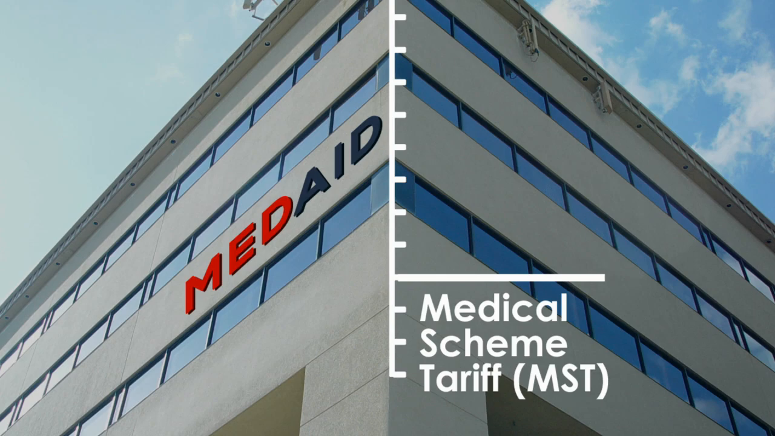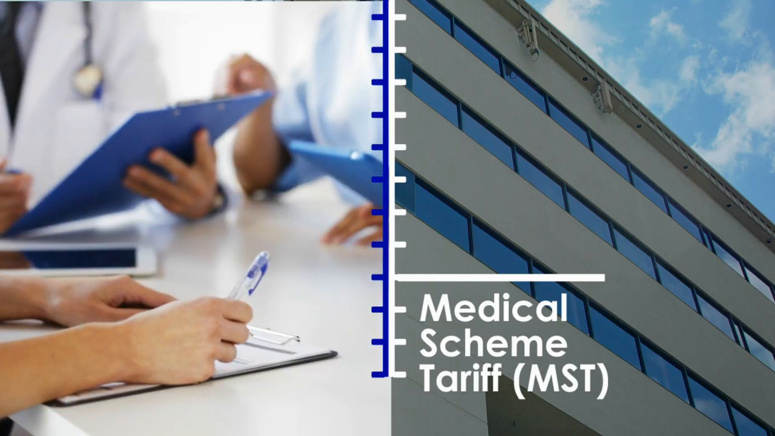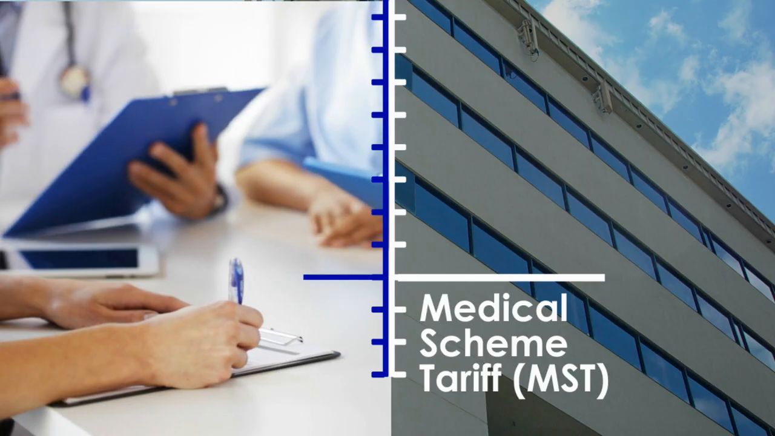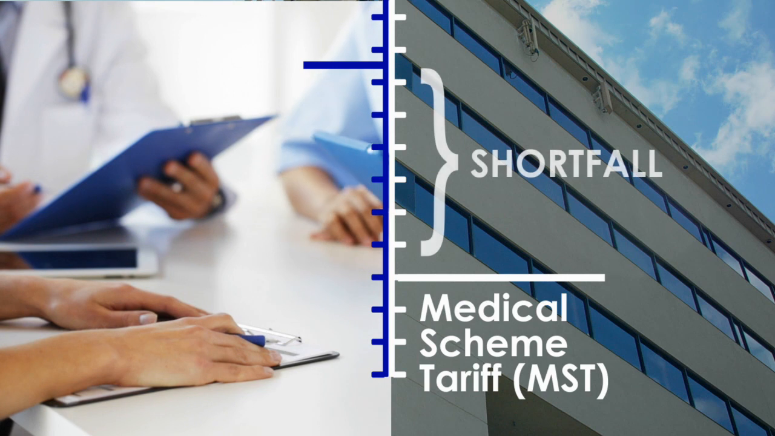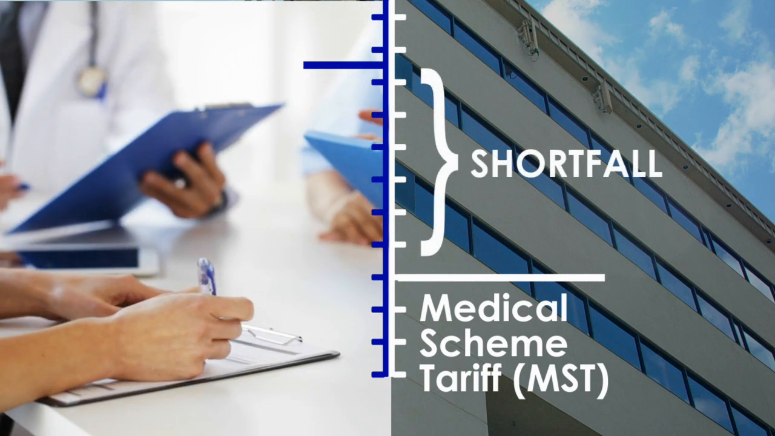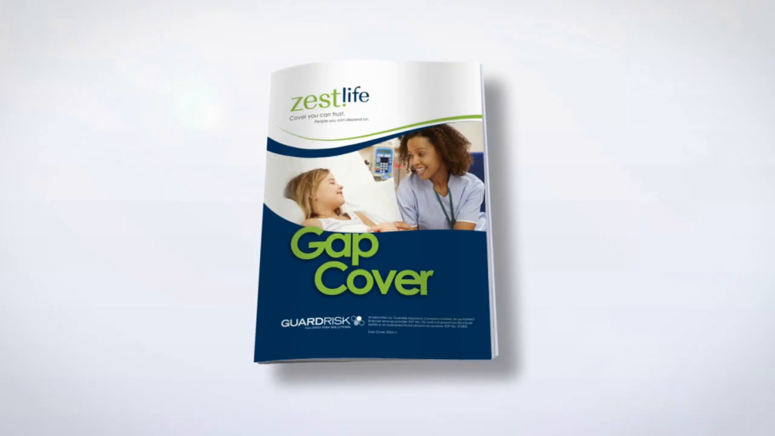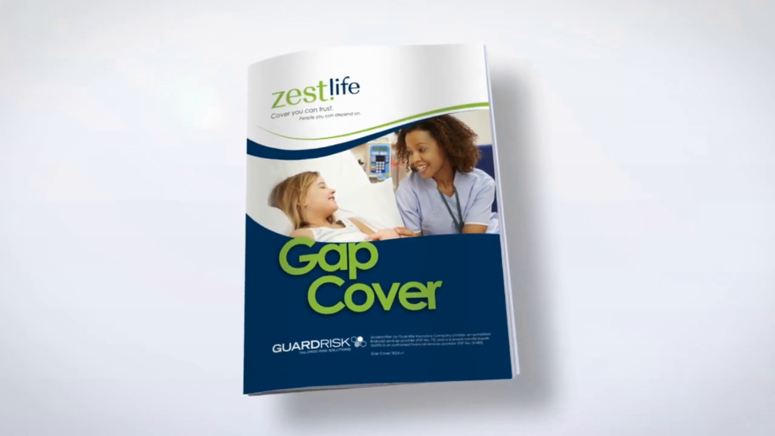Depending on the medical aid option you are on, your medical aid will pay for your treatment costs up to a maximum of 100, 150 or possibly 200% of your medical aid's tariff amount. When being treated, however, surgeons, anaesthetists and other specialists are free to charge whatever they like, and this is often substantially more than the medical scheme tariff. When this occurs, you become liable for that treatment cost shortfall. Gap cover takes care of these unpaid medical expense shortfalls.